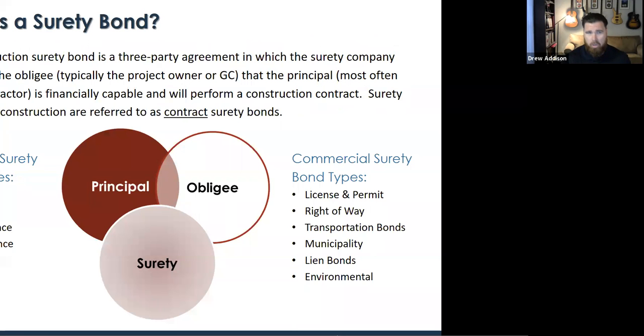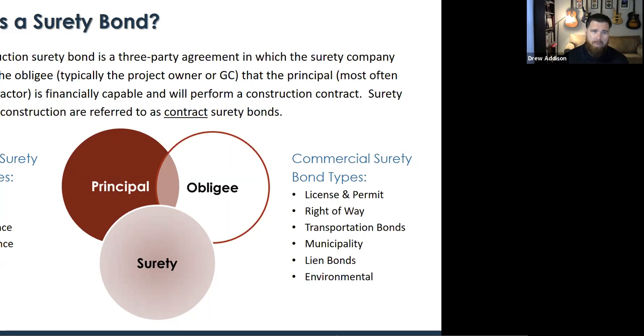So what is a surety bond? A surety bond is an agreement that attaches to a contract, and there are two sides of surety: the contract surety side and the commercial surety side. The majority of what we're talking about today is contract surety in construction. That's your bid bonds, payment bonds, performance bonds, maintenance and supply bonds. On the commercial side, that's your license and permit bonds, right-of-way bonds, things required by the city or the state. There are literally thousands of them. We only have 30 minutes today, so we're not going to dive too deep into those.